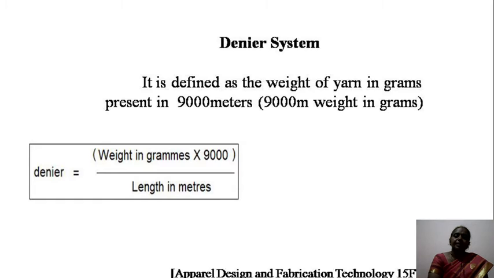Next is the linear system. What is a linear system? It is defined as the weight of yarn in grams present in 9000 meters. Linear is equal to weight in grams into 9000 divided by length in meters. So you have to see the formula, weight in grams into 9000 divided by length in meters. This is the linear system.